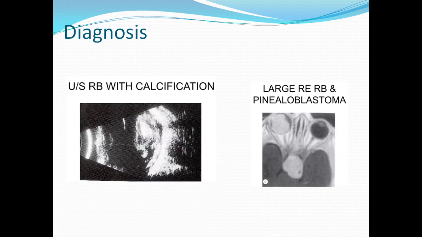Ultrasonography, that is B-scan, shows a rounded or irregular intraocular mass with high internal reflectivity representing typical intralesional calcification. CT delineates extraocular extension and can detect an associated pinealoblastoma.